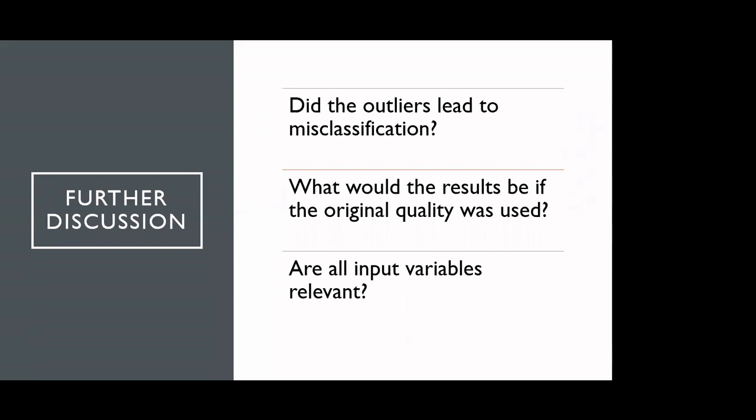We wanted to talk about things we could do differently the next time if we were to go through this analysis again. One thing is looking closely at outliers to make sure they're not causing misclassification. Another would be looking at the results if we used the original quality instead of creating the 0 and 1 variable. Like we mentioned with random forest, there seemed to be some input variables that were not relevant, so we would like to do further analysis to see which input variables are relevant and build a new model with only the relevant variables.